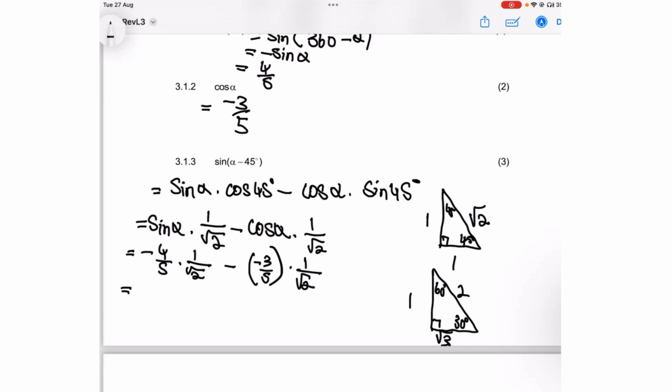Now this gives you negative 4 over 5 square root 2 plus 3 over 5 square root 2. Now you see the denominator is the same. You can add the numerator. So you've got negative 1 over 5 square root 2. That is your final answer.